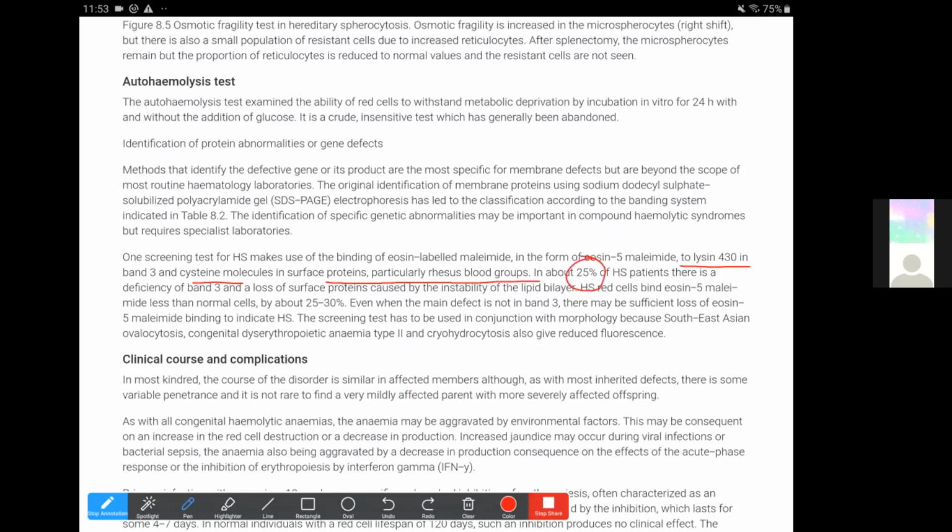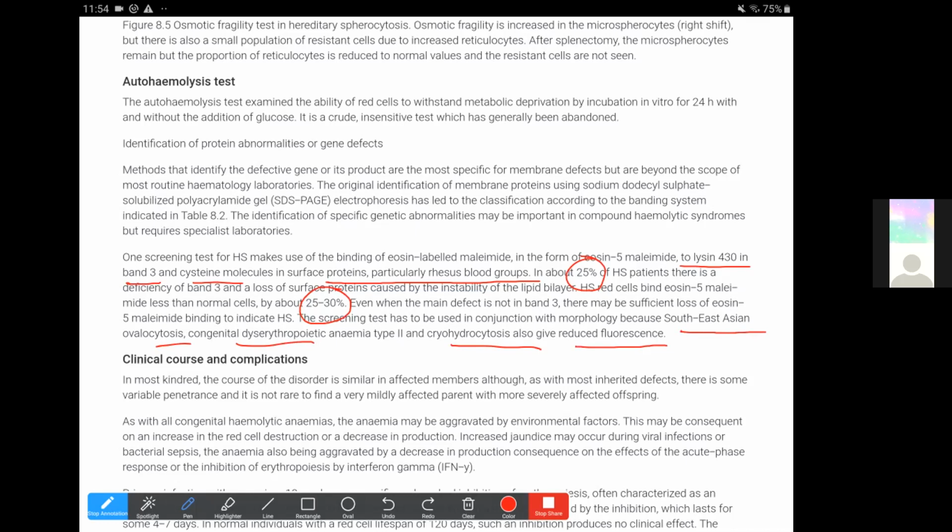Then 25% of the patients have this band 3 abnormality, and here the eosin-5-maleimide binding will be reduced by 25 to 30%. This also occurs with those forms that do not even have the band 3 abnormality. So the screening test has to be used in conjunction with morphology, because Southeast Asian ovalocytosis, congenital dyserythropoietic anemia type 3, and cryohydrocytosis also give reduced fluorescence. So this is another differential that needs to be kept in mind whenever interpreting the eosin-5-maleimide binding.